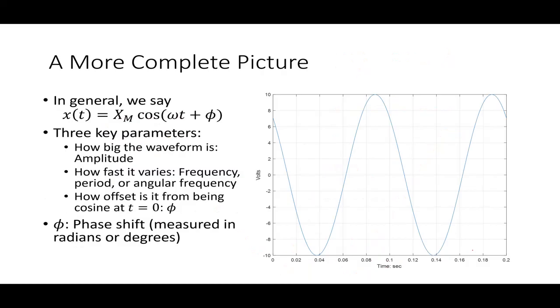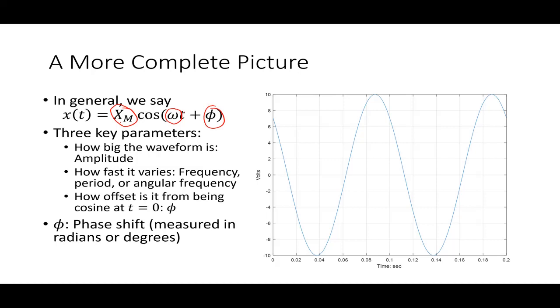Now, in general, we try to relate all of the sinusoidal functions we have to cosine. And we're going to talk more about that. So in general, I refer to a waveform as some amplitude times cosine of omega t plus phi. Okay? So there are 3 key parameters that define this waveform. One is the amplitude. One is the frequency. And one is the phase shift.